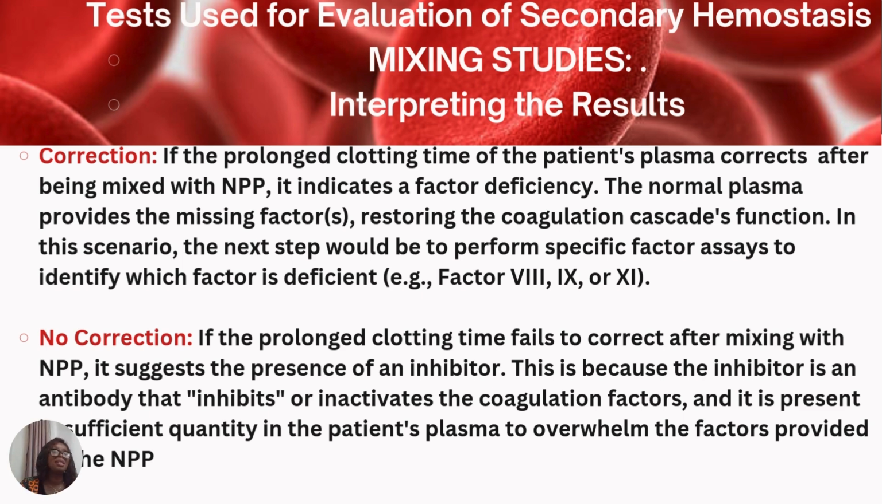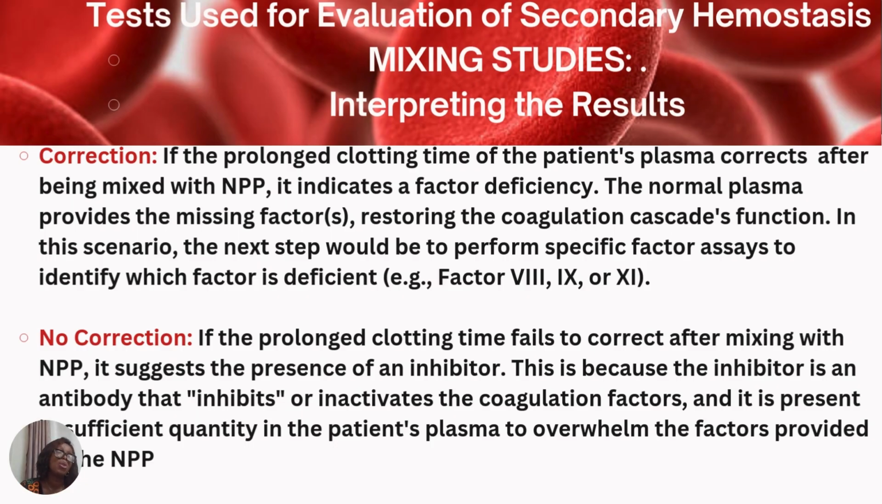But if you do that mixed studies and you find out that there is no correction, that the PT or aPTT is still prolonged, that is, if the prolonged clotting time fails to correct after mixing with the normal pool plasma, it suggests the presence of an inhibitor. This is because the inhibitor is an antibody that inhibits or inactivates the coagulation factors, and it is present in sufficient quantity in the patient's plasma to overwhelm the factors provided by the normal pool plasma.